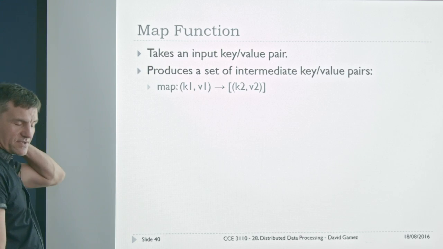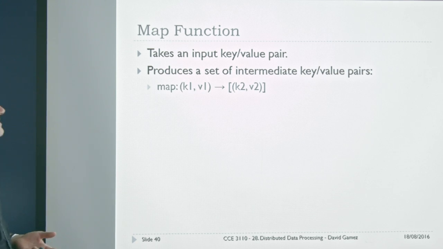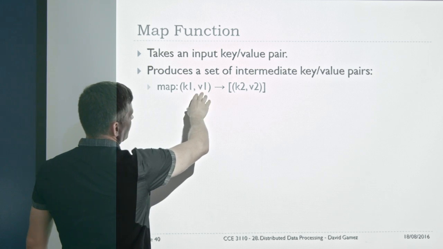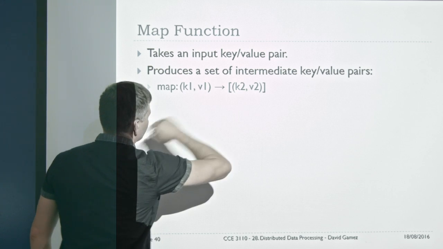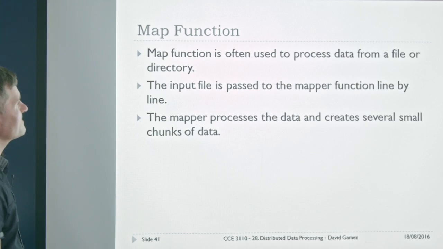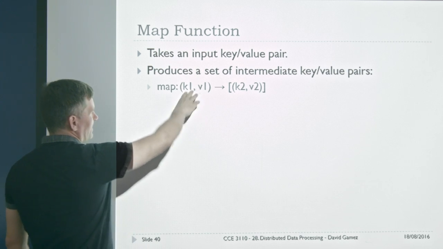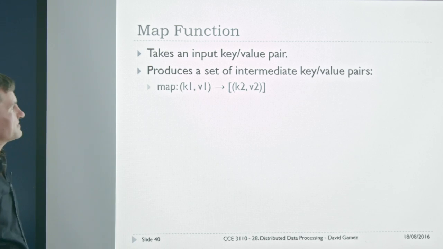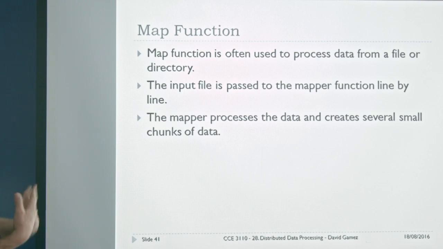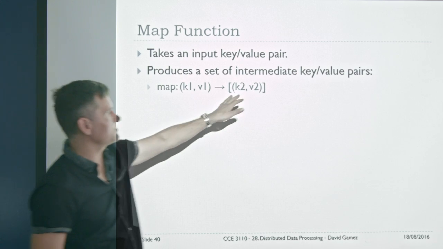So we've got three stages: the map stage, the shuffle stage, and the reduce stage. I'm going to say a little bit about each of these. The map function takes a key value pair and maps it to an array of key value pairs. These are like intermediate key value pairs, so the example will make it clearer. It's often used to process data from a file or directory. The key here might be the file name, and the value might be the data in the actual file. The input files pass to the mapper function, and the mapper function processes the data and creates several small chunks of data.